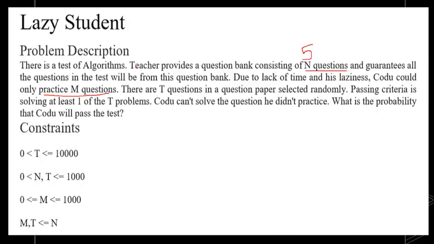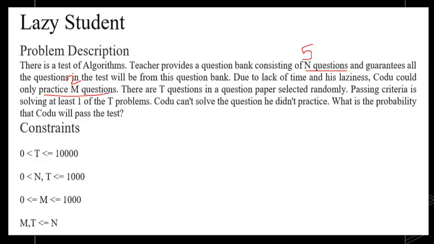Kodo could practice only M questions, which means, let me say, he practices only 2 questions. Is it clear? I gave 5 questions. He practices only 2 questions. Why? Because of lack of time and his laziness, right?